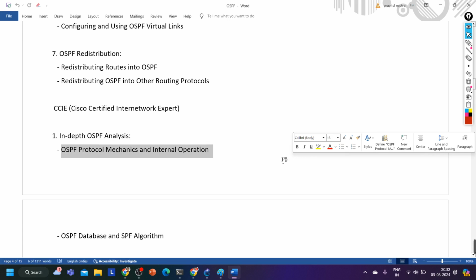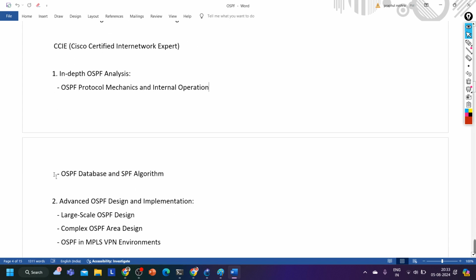OSPF is a protocol, like an operating system. So we are going to learn this operating system. You can assume OSPF is an operating system and learn how it works. Then the detailed information of the OSPF database and the SPF algorithm.